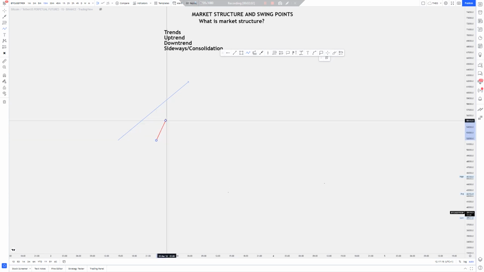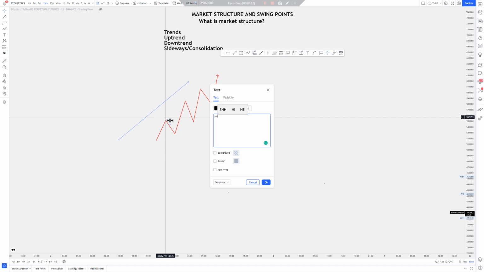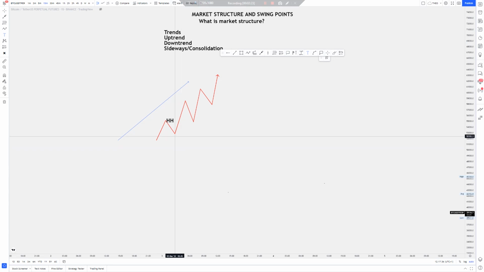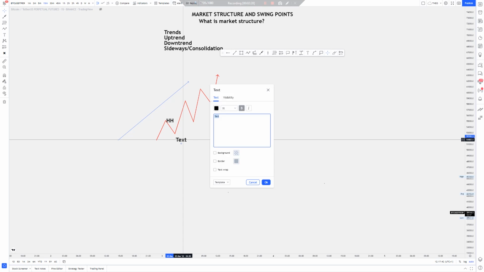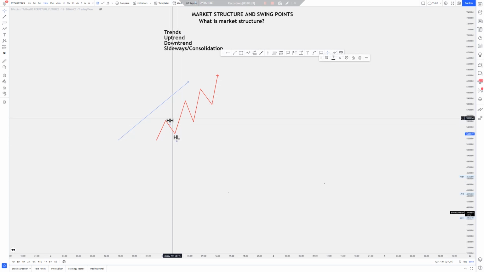That is what an uptrend consists of, where this region is considered as the higher high and this region is considered as the higher low. So every upper part in this trend is considered a higher high, while every lower part is considered as the higher low. That is all on the uptrend.